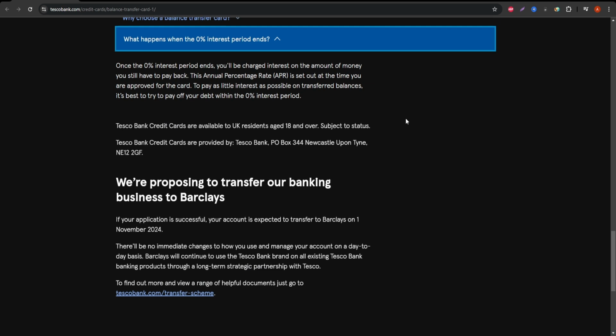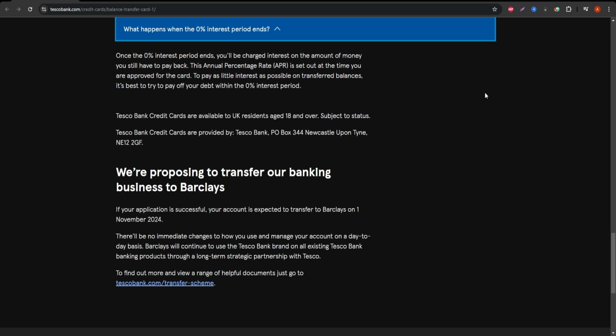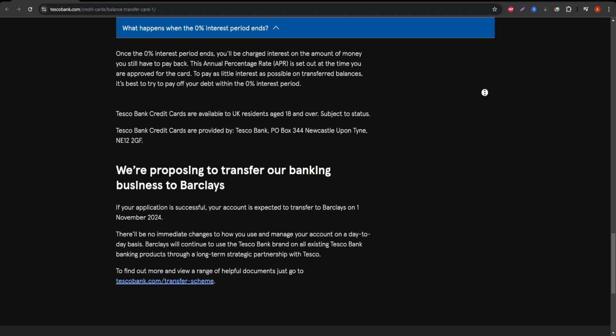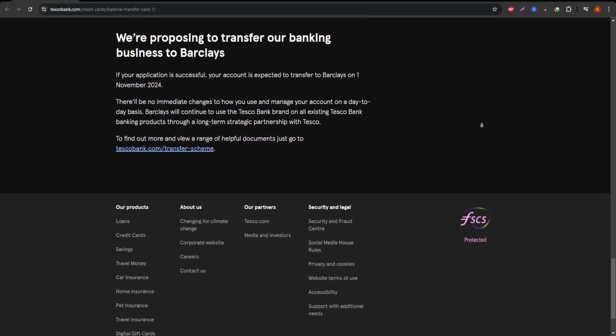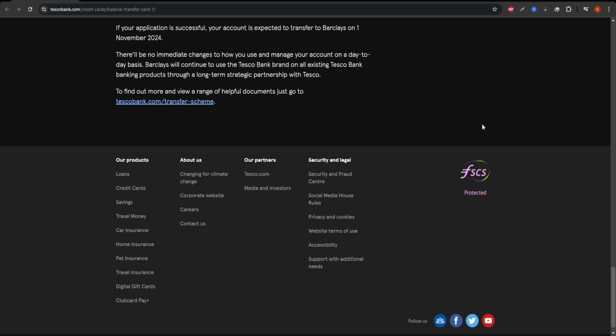In summary, the Tesco Bank Balance Transfer Credit Card can be a useful financial tool if you're diligent with repayments and fully understand its terms. For those looking to alleviate debt and earn rewards simultaneously, it's worth considering.